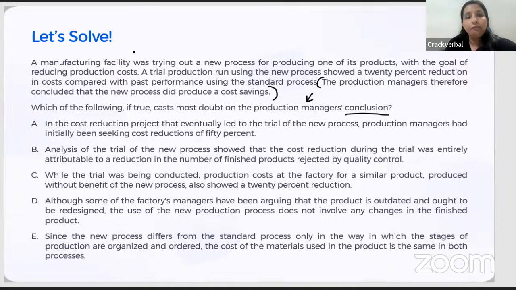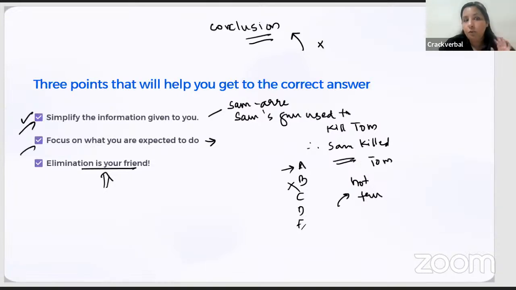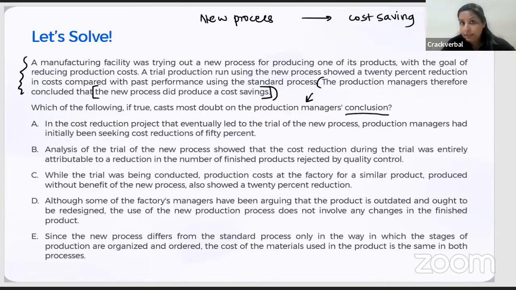But here, right now, we know this is our conclusion. The product manager therefore concluded that the new process did produce a cost saving. So I have all this data that's been given to me, and based on this data, what has been concluded is that the new process has brought about cost saving. I've simplified my argument. Now I need to be very focused on what I am looking for. I am expected to find an option that tells me that this relationship is not necessarily true.